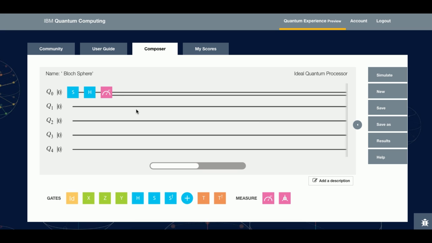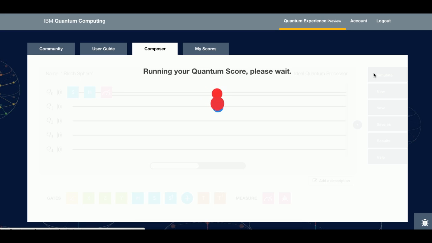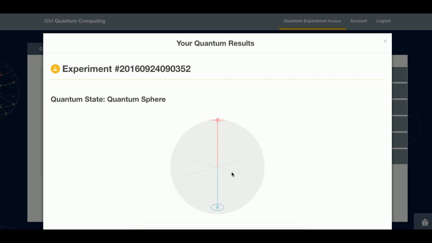Basically, we have this sphere, and we think of pointing up as one state available to us, and pointing down as another state, and we can ask it, are you up or down? Also, we can think of pointing left and pointing right as two available states, and we can ask it, are you left or right?